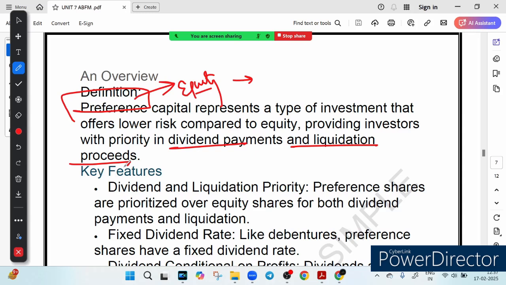So if company goes into liquidation, then they will get preference over the equity shareholder, and also dividend payment. But they don't have as much control over the company as equity shareholder, because they are taking less risk, right? They will get less return. Equity shareholder is taking more risk, so they will get more return, but they will get early payment.